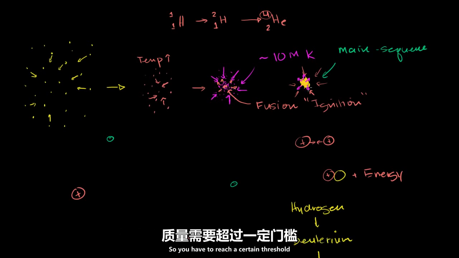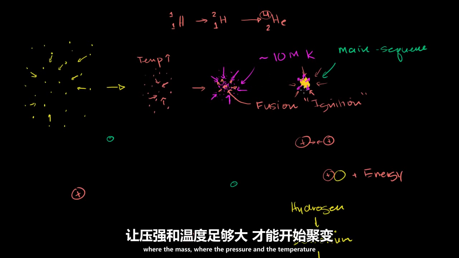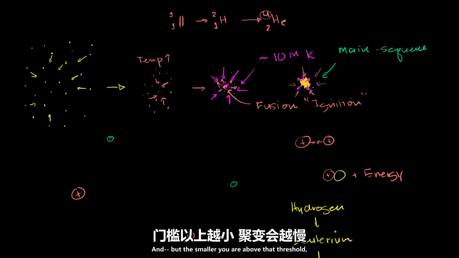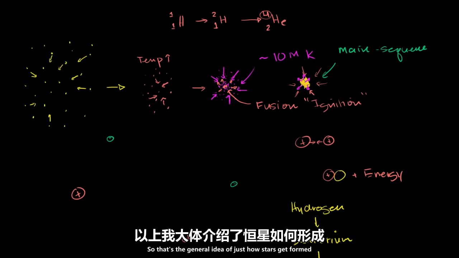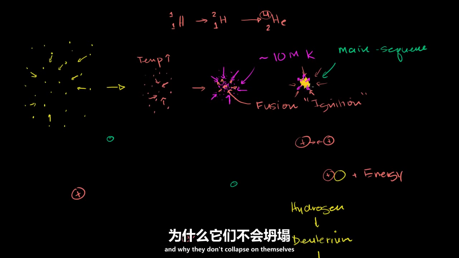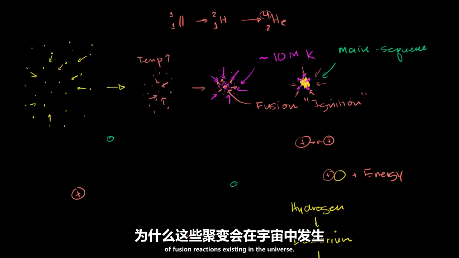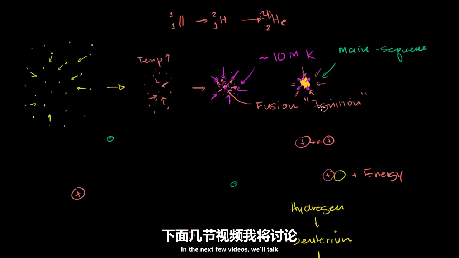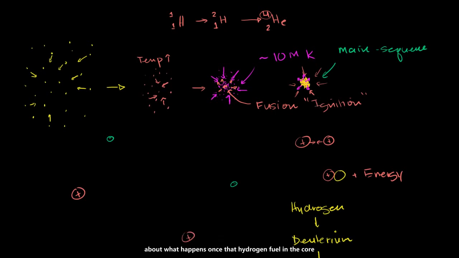So you have to reach a certain threshold where the pressure and the temperature due to the heavy mass gets so large that you start this fusion. But the smaller you are above that threshold, the slower the fusion will occur. But if you're supermassive, the fusion will occur really, really fast. So that's a general idea of just how stars get formed and why they don't collapse on themselves and why they are these kind of little balls of fusion reactions existing in the universe. And in the next few videos we'll talk about what happens once that hydrogen fuel in the core starts to run out.